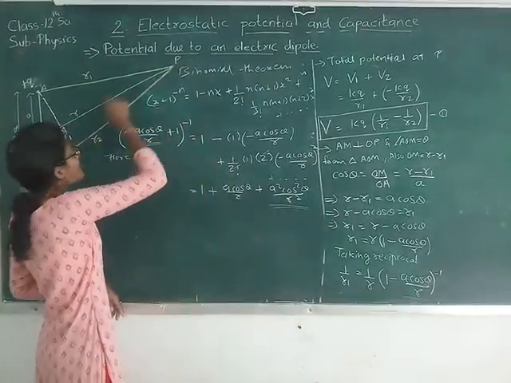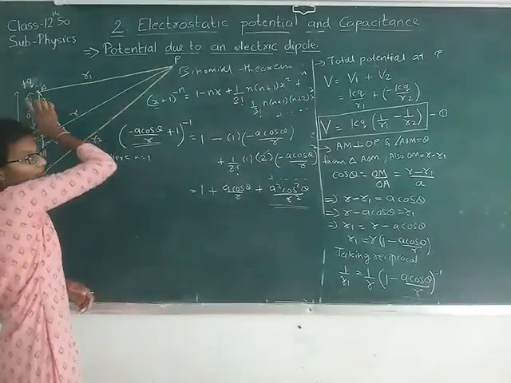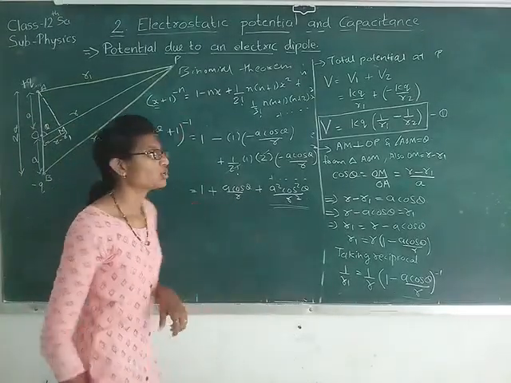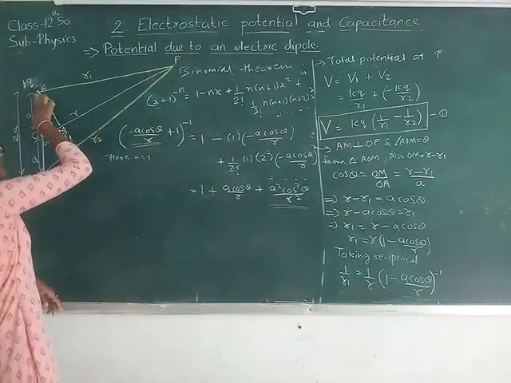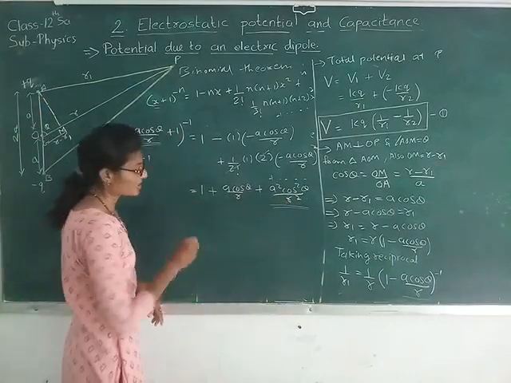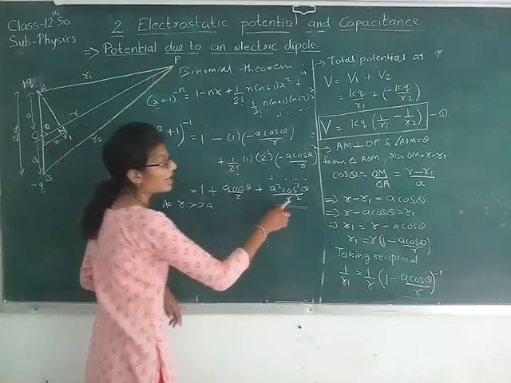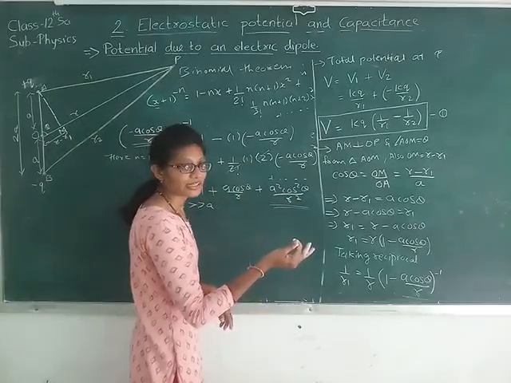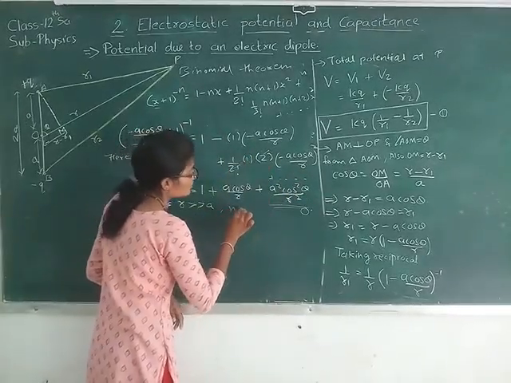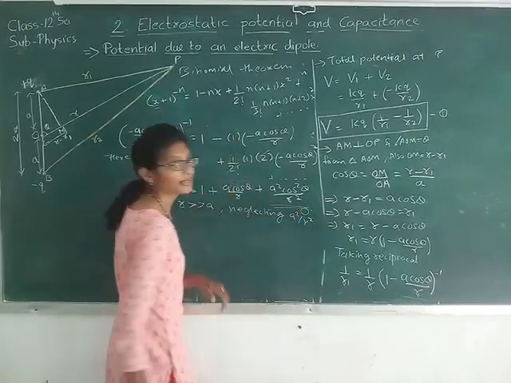Now from the figure, this r distance is very much greater compared to this distance a, because as I have already said, the P point is very much far away from the dipole. So this distance a from the midpoint of the dipole to the charge, that distance is very much smaller compared to this r. As r is very much greater than a, r square will be infinity. So this term can be considered as 0. So neglecting a square by r square term.